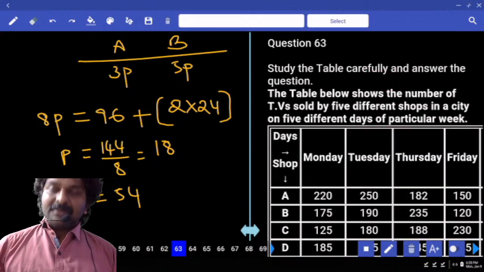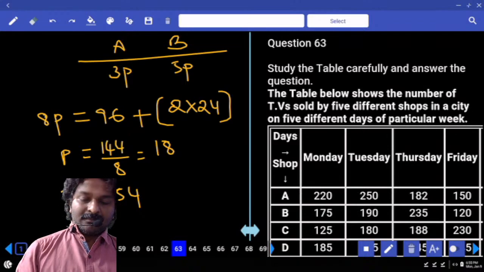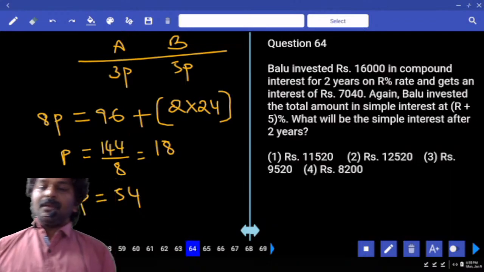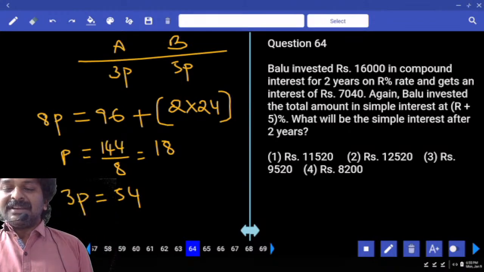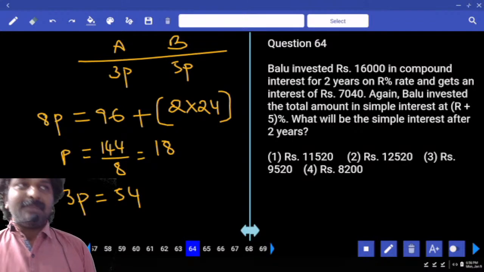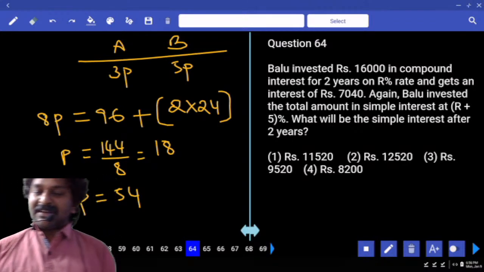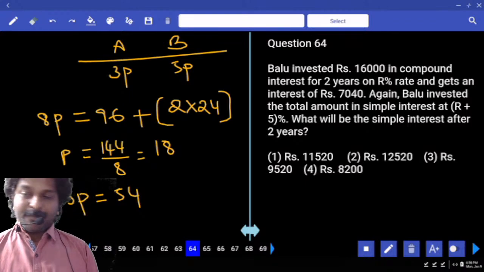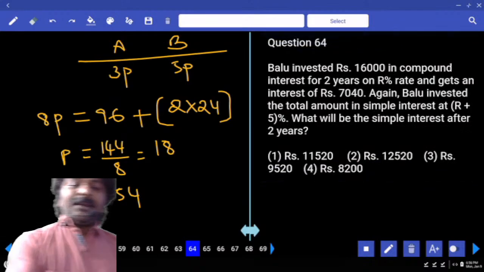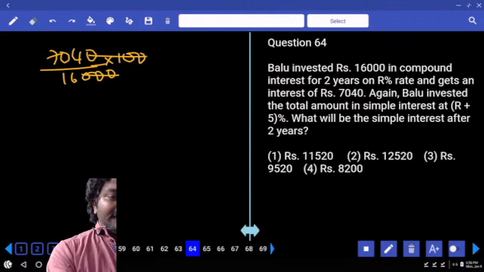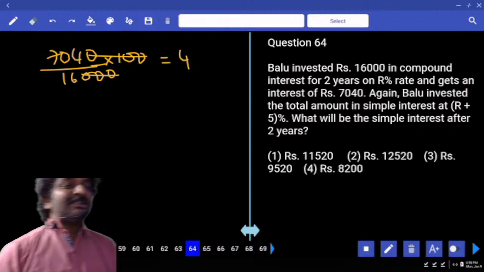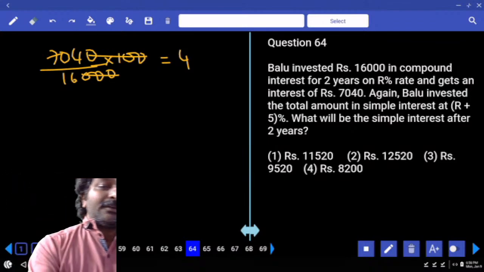Next, 63. You want me to explain? 64. Balu invested 16,000 in compound interest for 2 years on R% rate and gets an interest of 7040. Wait a minute. From 7040, first let me try to calculate how much is R value. With respect to 16,000, I would like to calculate 7040 is what percentage? 3 zeros get cancelled. 16 4 times, how much is that? 64. Again 64, that is 4.